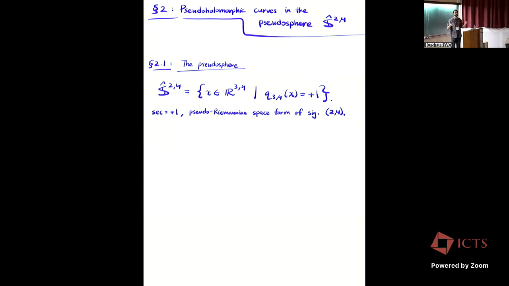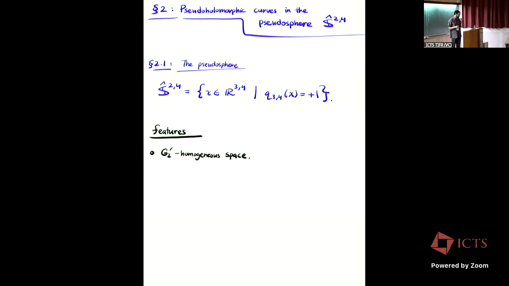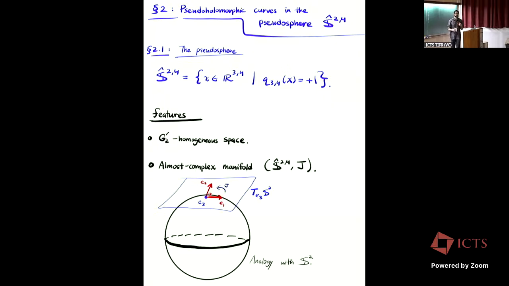But there's lots of pseudospheres, right? You can take any pseudo-Euclidean space, take the set of unit vectors. But what makes this one special is its relation to the Lie group G2 prime. It's a homogeneous space, so G2 prime acts transitively on this guy. But more importantly, it's an almost complex manifold. So there's a canonical almost complex structure, J, on this guy that's coming from the cross product.